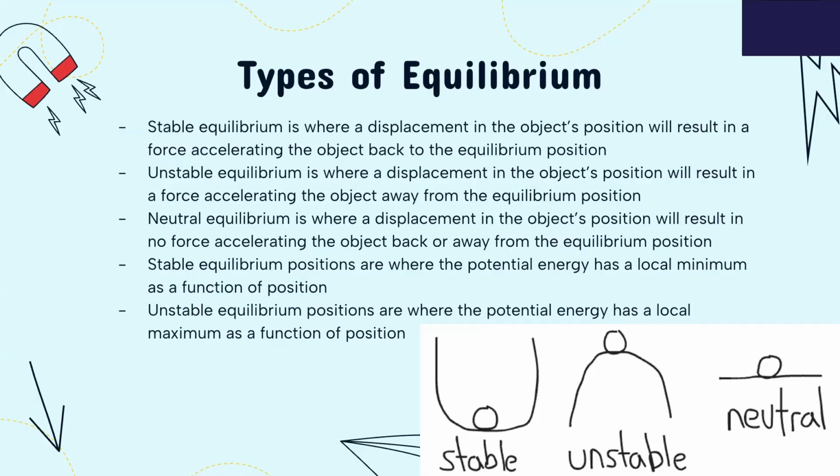That's neutral equilibrium. When you graph potential energy as a function of position, stable equilibrium positions are where the potential energy will be a local minimum. Unstable equilibrium positions will be where the potential energy has a local maximum as a function of position.